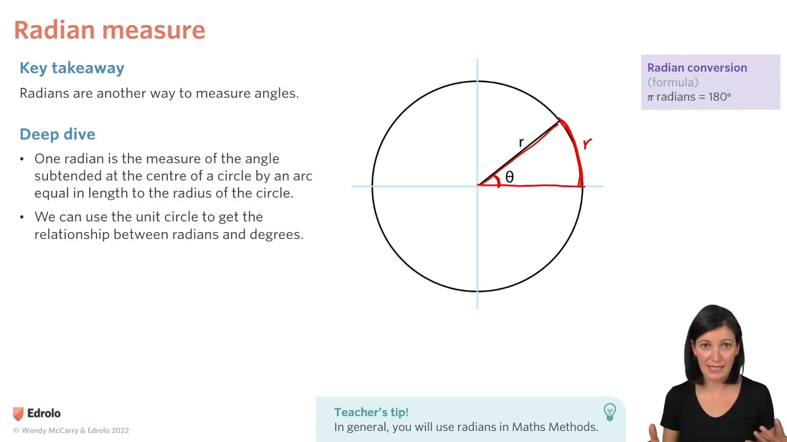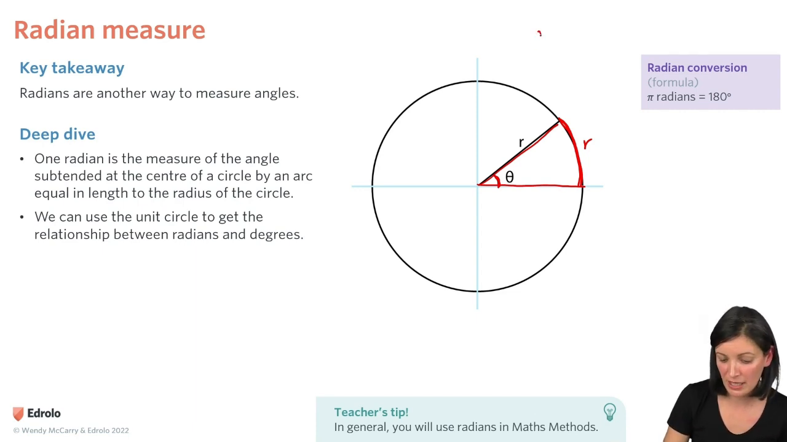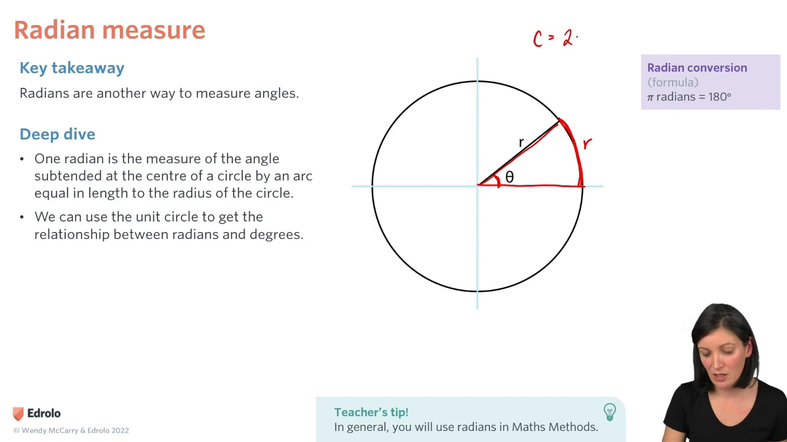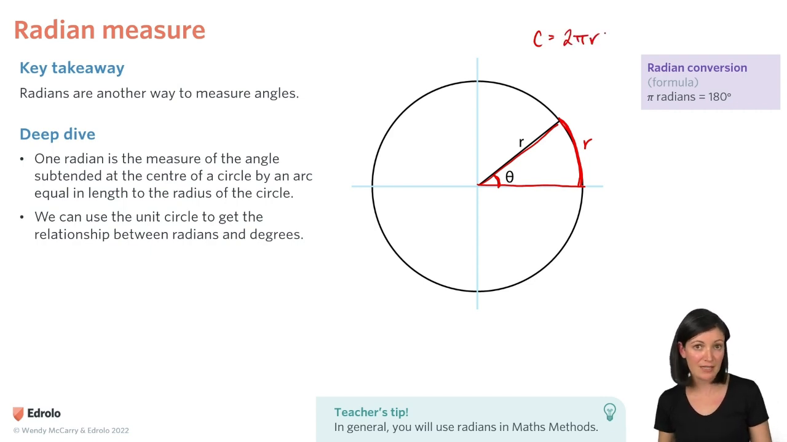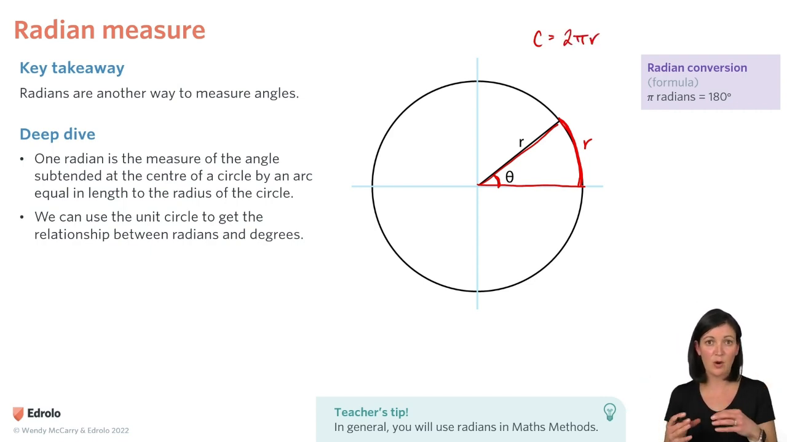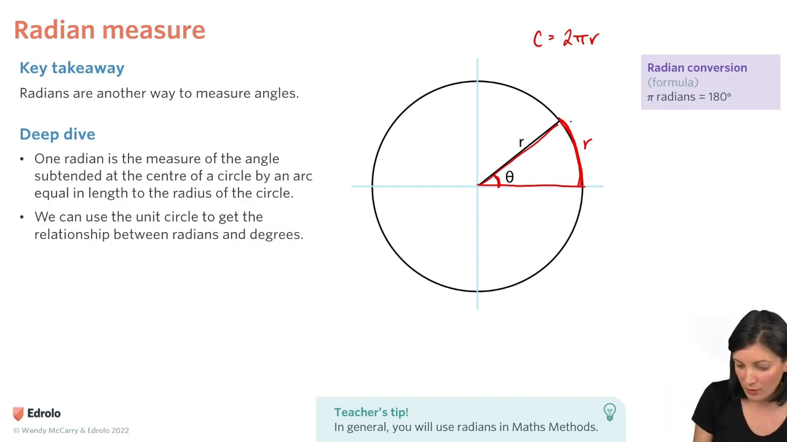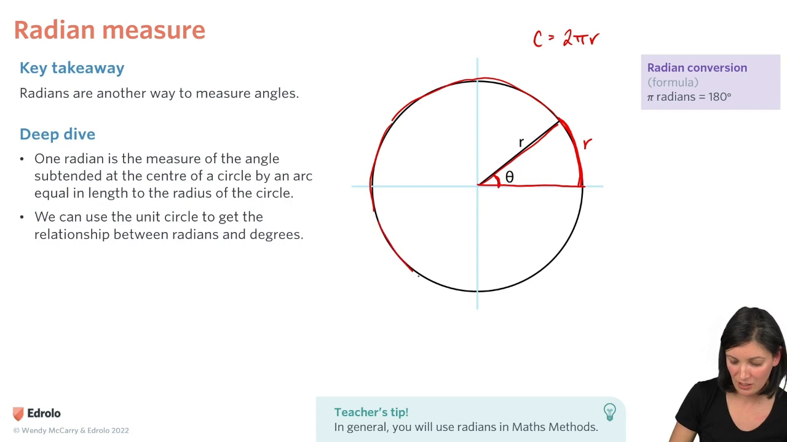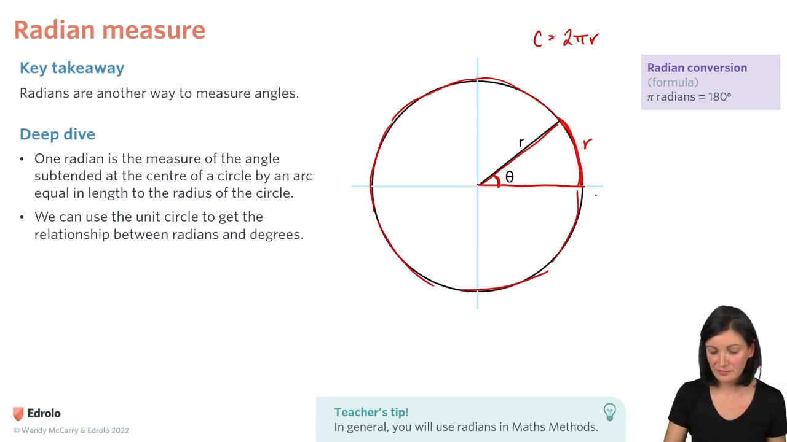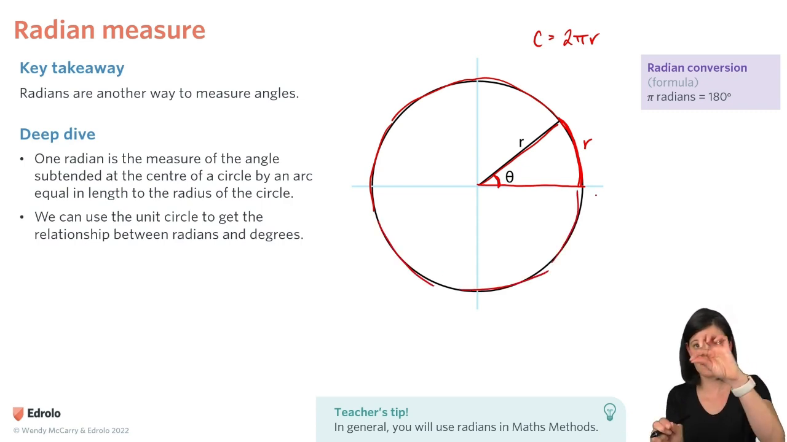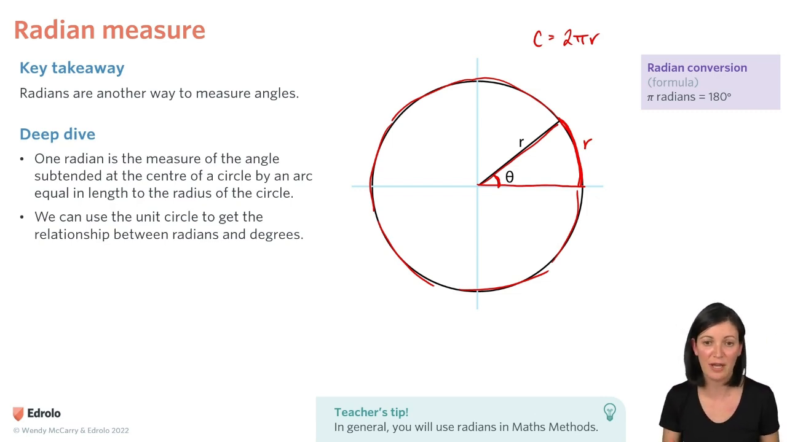Now, when we want to think about converting between radians and degrees, we can use our knowledge of the circumference of a circle to understand this. Hopefully you remember that the circumference of a circle is 2 pi times the radius. So it's 2 pi times bigger than the radius. What that means is if I put in another radius here and here and here, we would fit in just over 6. We'd be able to fit in 6 arcs all the way around the circle.